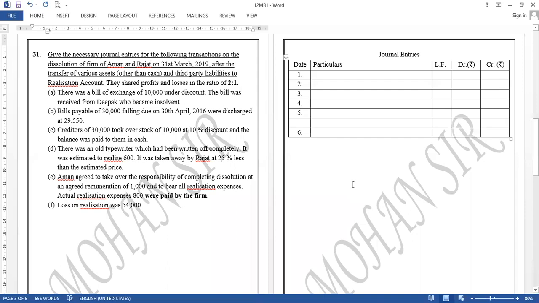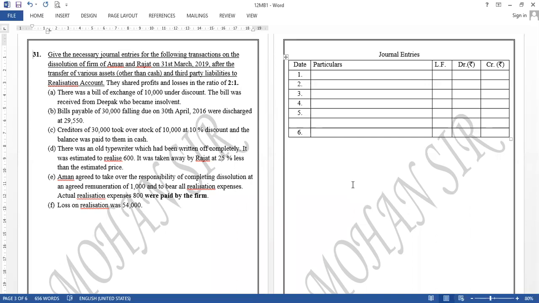Now give the journal entries for the following transactions on the dissolution of the firm of Aman and Rajat on 31st March 19, after the transfer of various assets and third-party liabilities to the realization account. They shared profits and losses in the ratio of 2:1. All the liabilities and assets have been transferred to realization. There was a bill of exchange of 10,000 under discount. The bill was received from Deepak, who became insolvent. A bill receivable was discounted, and the other person is declared as insolvent.